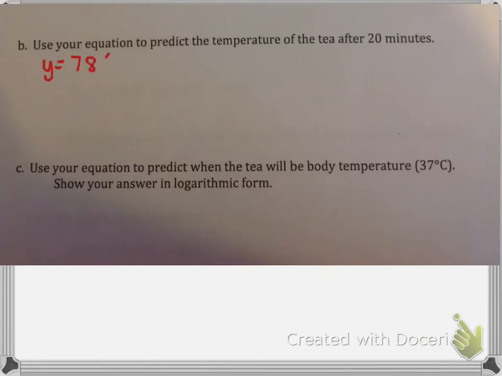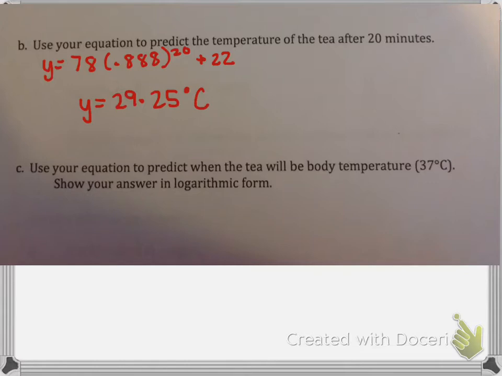So let's go ahead and look ahead. It said use your equation to predict the temperature of the tea after 20 minutes. So we plug in a 20 for x, and then from there it's just simple computing. You should get the answer: y would be 29.25 degrees Celsius after 20 minutes.